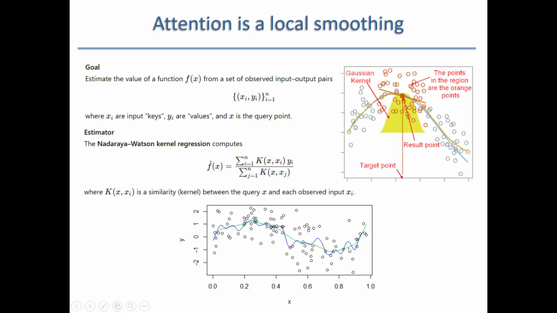So if the query point is here, then we will give a lot of weight. The kernel will be high for these y's around, and it will be low for these ones farther away. If our kernel is Gaussian, then all these points will contribute a lot to the target point, that is this query that we have. And this will be the value that is a weighted average of the observed values around.